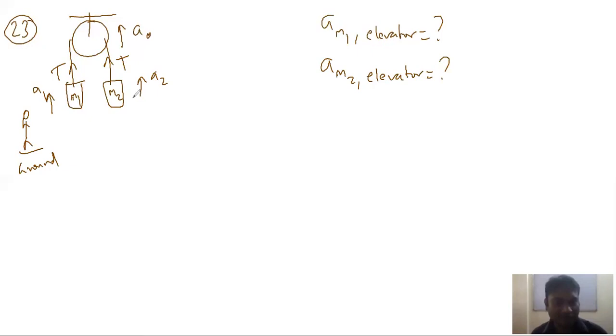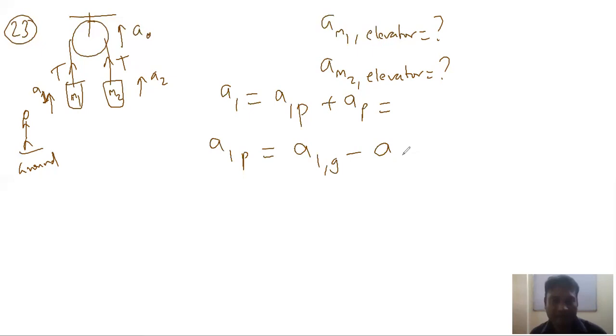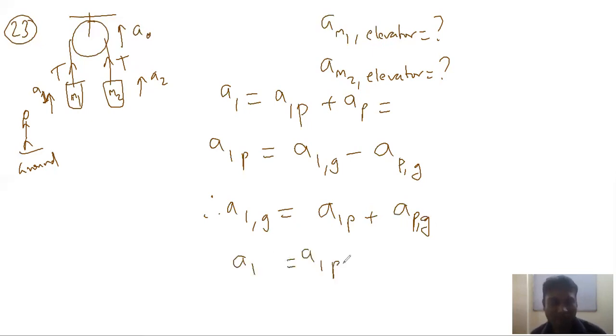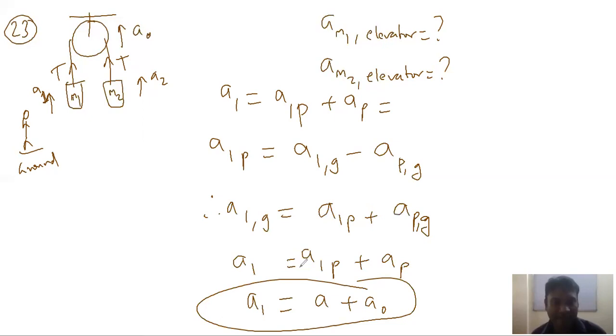In this case, let us consider the acceleration of 1 with respect to pulley. A1 is the acceleration of M1 with respect to ground. That will be acceleration of 1 with respect to pulley plus acceleration of pulley. Why? Because acceleration of 1 with respect to pulley is acceleration of 1 with respect to ground minus acceleration of pulley with respect to ground. So acceleration of 1 with respect to ground is equal to acceleration of 1 with respect to pulley plus acceleration of pulley. So from this I can say A1 will come out to be A plus A0. The value of A1 is A plus A0.